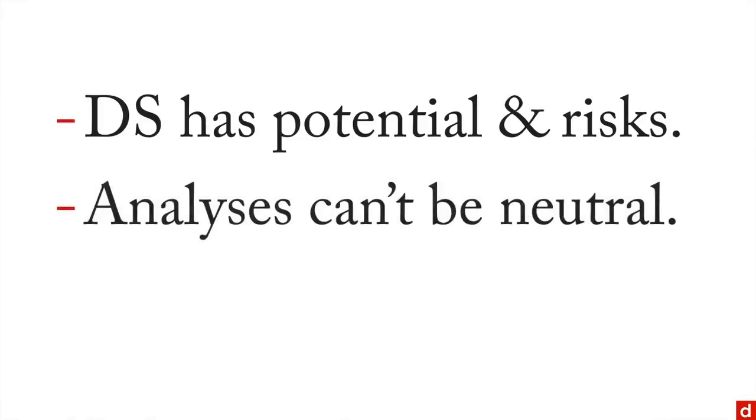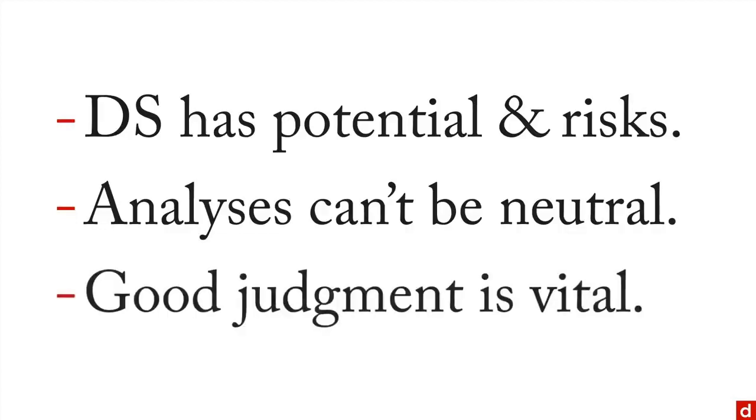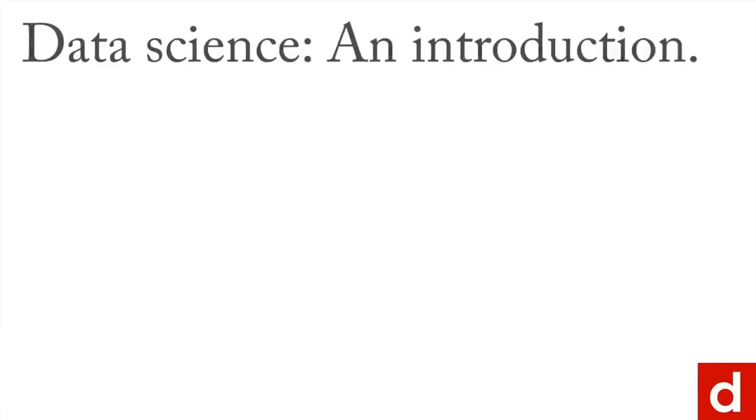Part of the problem is that analyses can't be neutral, that you have to look at how the algorithms are associated with the preferences, prejudices, and biases of the people who made them. And what that means is that no matter what, good judgment is always vital to the quality and success of a data science project. Data science is a field that is strongly associated with its methods or procedures.